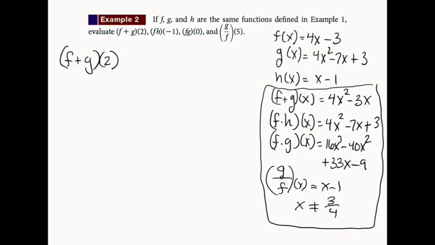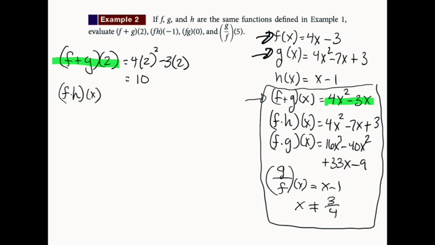In this second example, we're going to take the new functions from example 1 and evaluate. So I'm going to take f plus g and plug in 2. Based on our new function that we got, we have 4x squared plus 3x, and we're going to plug in 2 to that. When we do, we're going to get 4 times 2 squared minus 3 times 2, and then once we simplify that, we get the value 10.